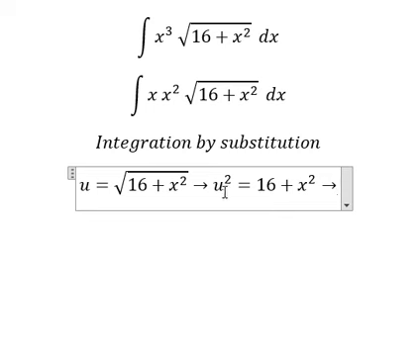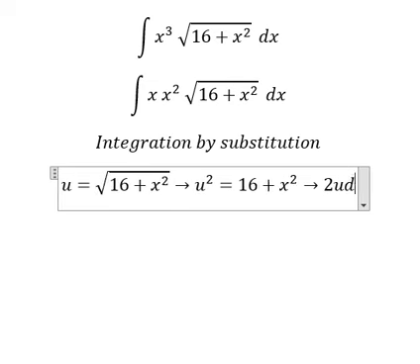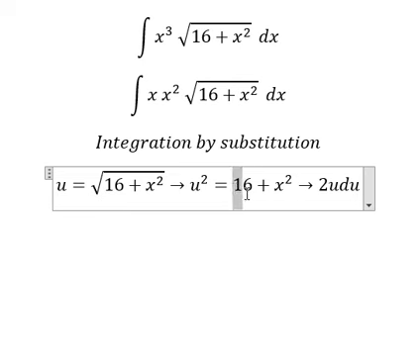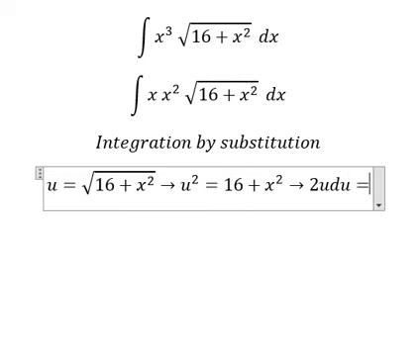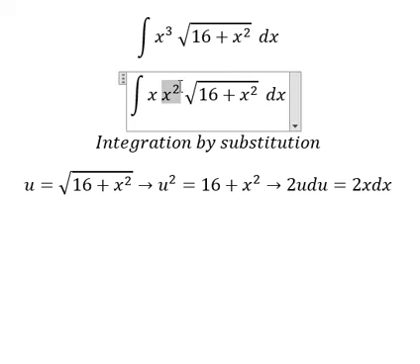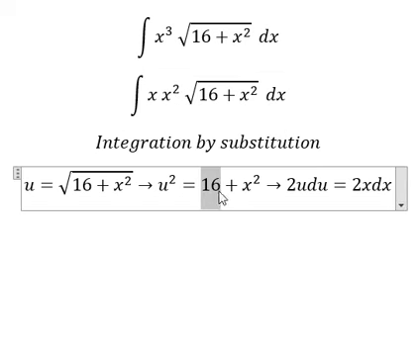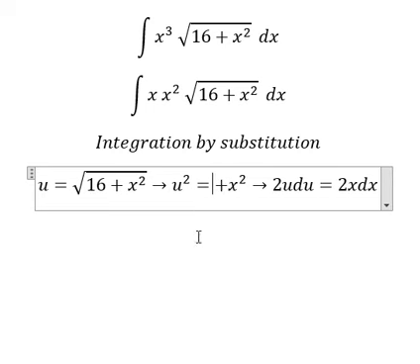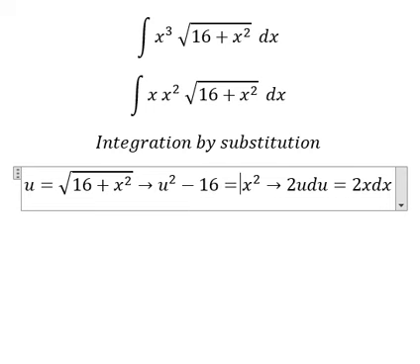Next, we need to first take the derivative of both sides. This one is 2u. This one is a constant, so you get 0. This one is 2x. Because we have x squared, we need to put the number 16 on the left. Number 2 and number 2, we divide both sides by number 2.